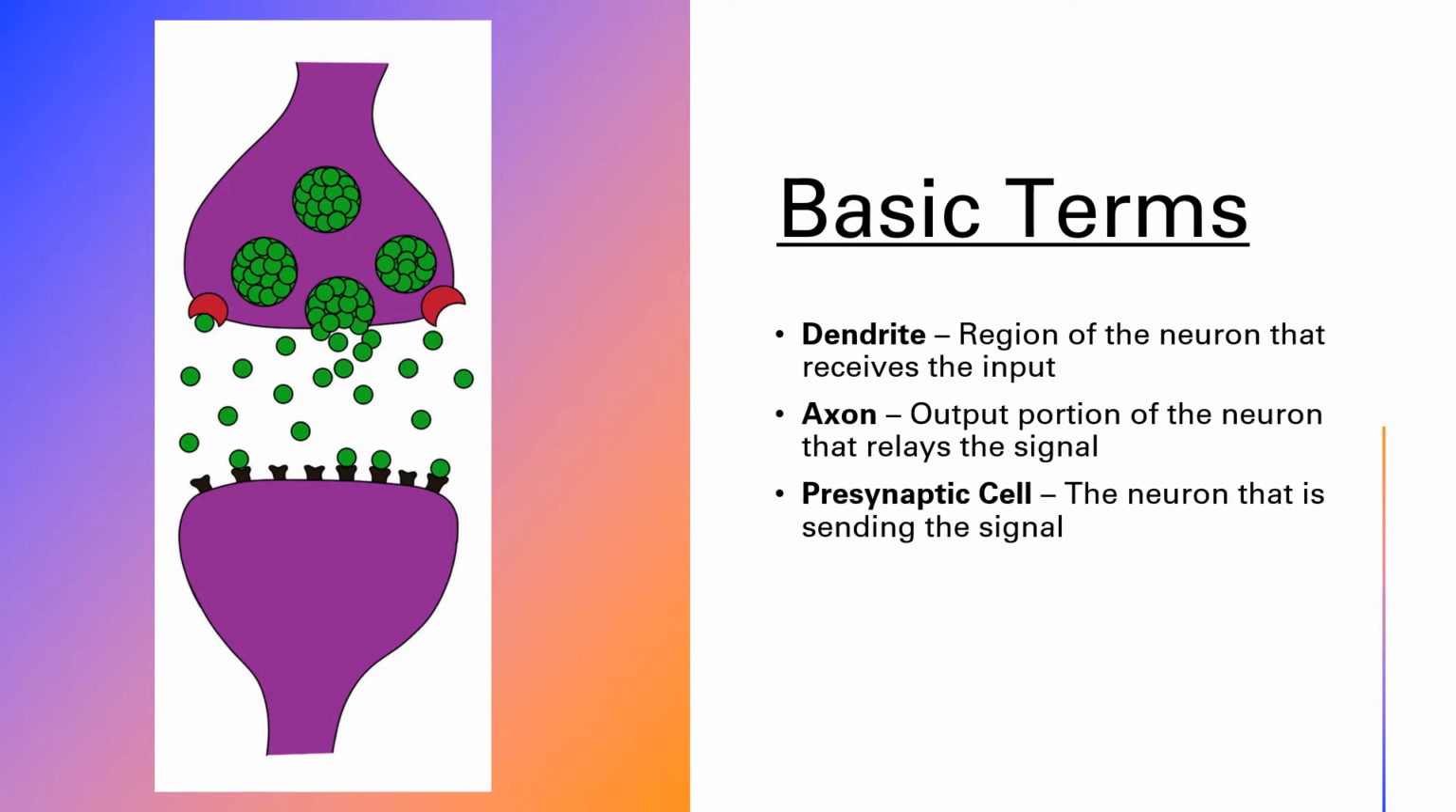We also have what's called the presynaptic cell. That is the side that is presynaptic. That is our axon, the presynaptic cell. You also hear me refer to the postsynaptic cell. That's going to be down here. That's your cell on the other side of the synapse.